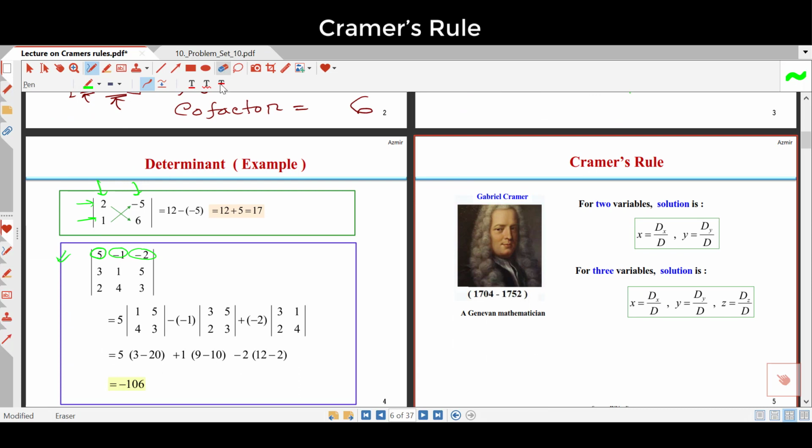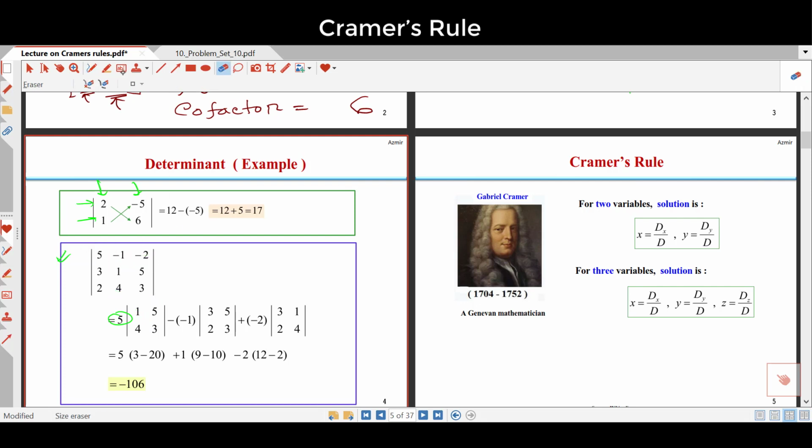So here, first of all, let's find the minor of 5. So you have to write 5 times its minor. Minor of 5 will be respective column and row are cancelled. You have 1, 4, 5, 3. Find its determinant.